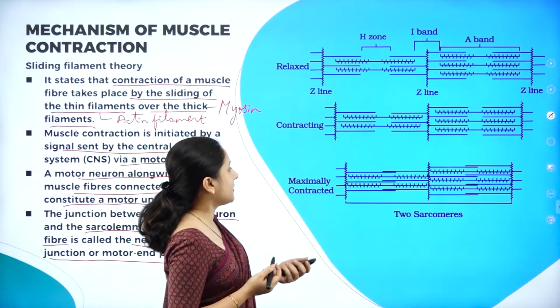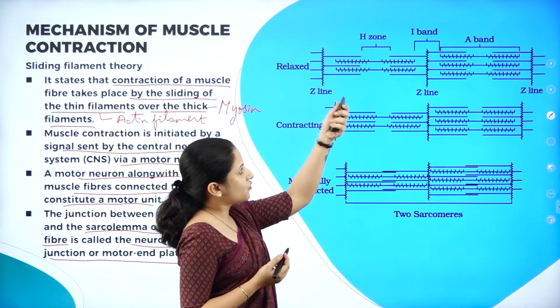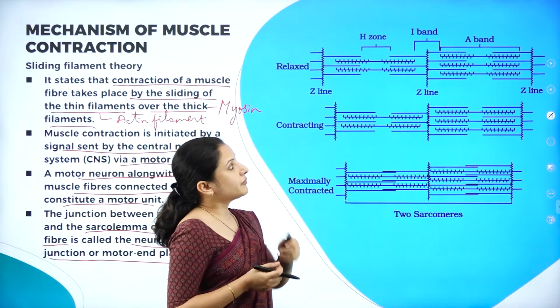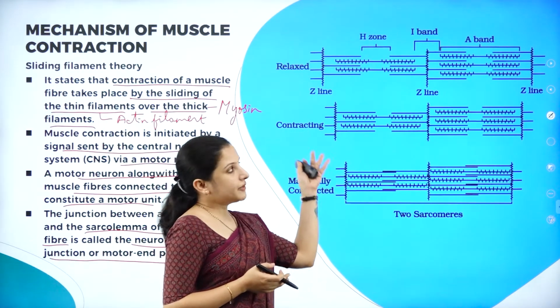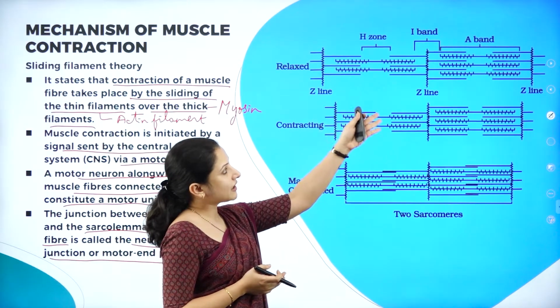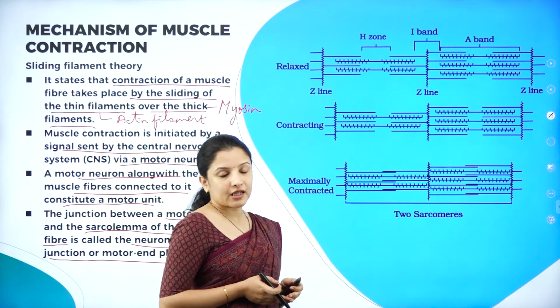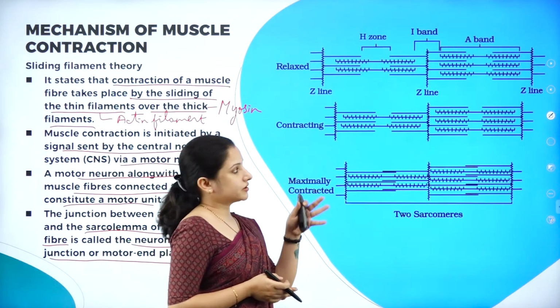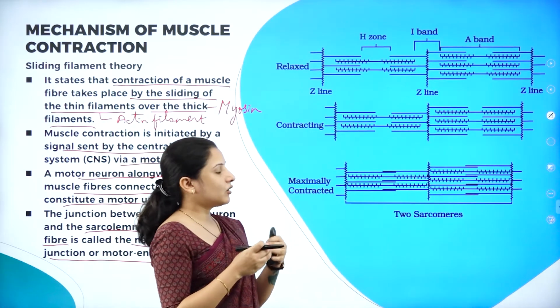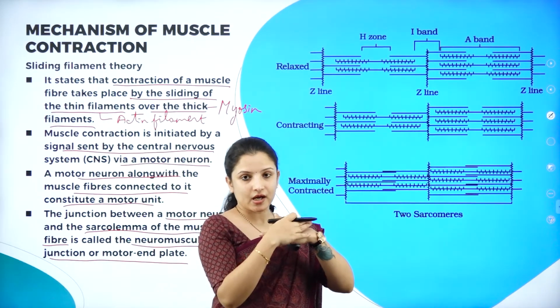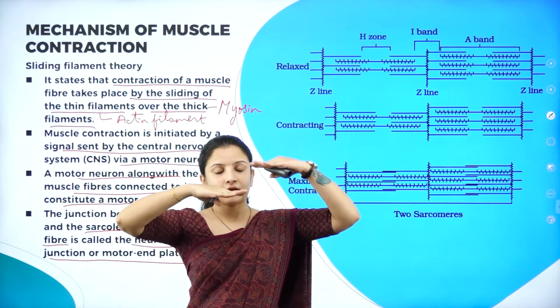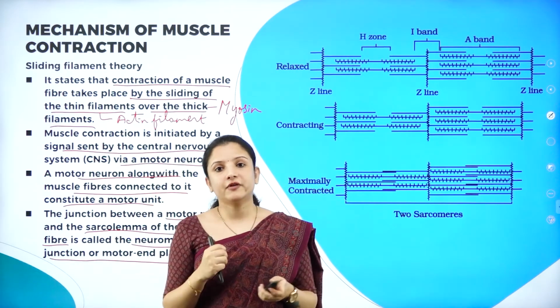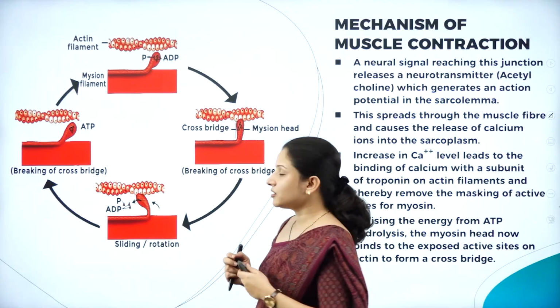So all this is the same thing which we had put: the H zone, the I band, the A band. The I band is nothing but the actin filaments, or the thin filaments. The A band is the myosin filaments, or the thick filaments. So we had studied how the sliding movement actually occurs. The actin filament slides over the myosin filament. So that is how the contraction occurs.